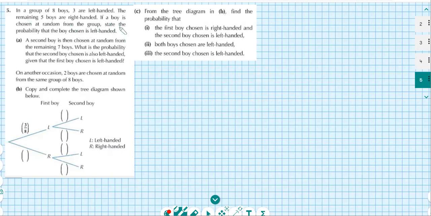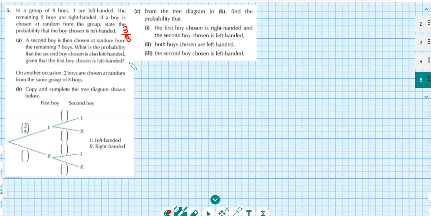If a boy is chosen at random from the group, state the probability that the boy chosen is left-handed. So left-handed boys were 3 over the total number of boys, 8. So its answer will be 3 by 8. In part A, the second boy is then chosen at random from the remaining 7 boys. What is the probability that the second boy chosen is also left-handed, given that the first boy chosen is left-handed?